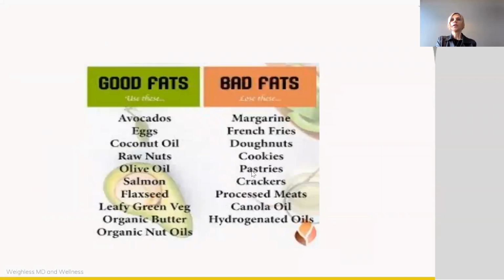So just a list, and I apologize, it's kind of blurry, but the good fats and the bad fats, I think most people would know that. This is the list of the good ones, but maybe most people don't know that canola oil is really, really bad, as well as just the other hydrogenated oils.